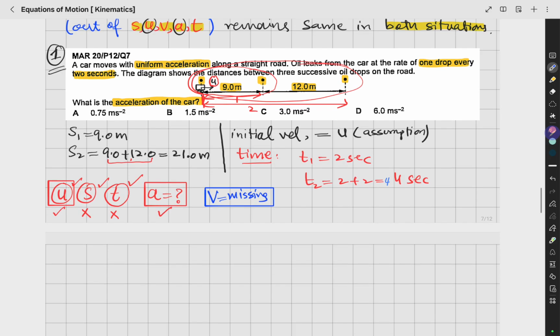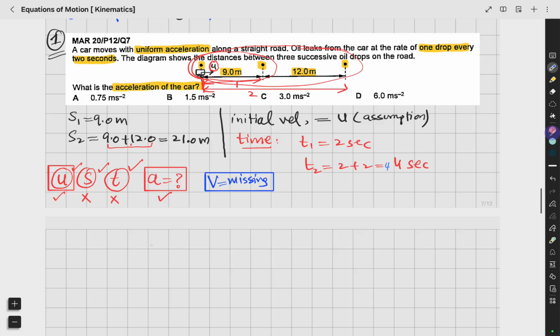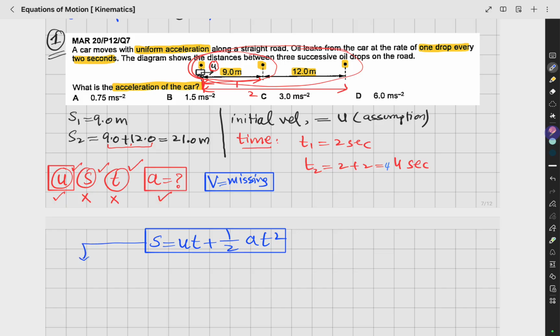So we look for the equation in which v is not there. Of course, it will be s = ut + 1/2 at². Now apply this in both the situations: in situation 1 and in situation 2. Remember, situation 1 is when the displacement is 9, and situation 2 is when the displacement is 21.